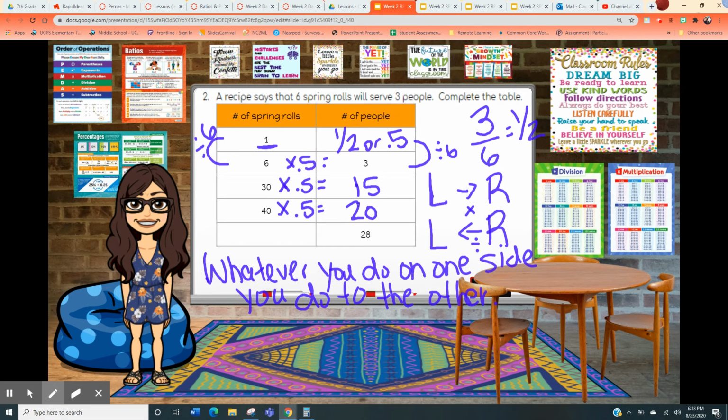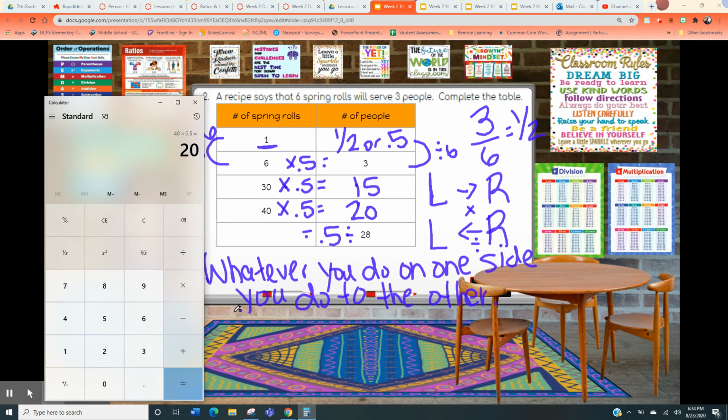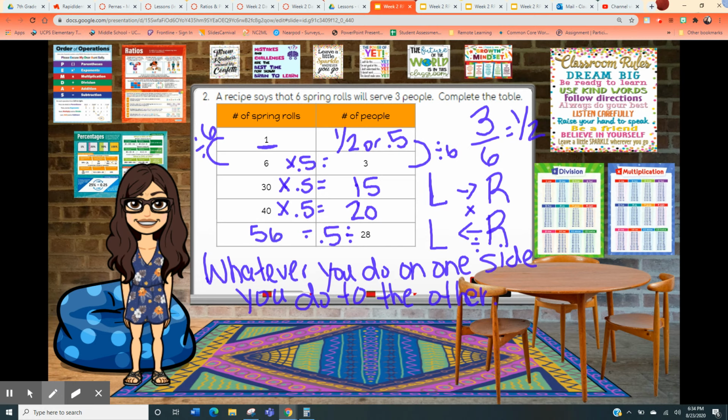Okay, so remember, from right to left, we do the opposite. So I'm going to go ahead and do 28 divided by 0.5, and let's see what that gives me. So let's see. 28 divided by 0.5, that gives me 56. Very good. So now that I've shown you how to do it, I want you to try.